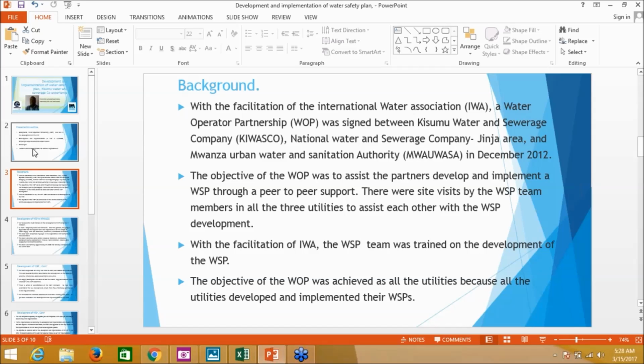We are very lucky that IWA got some money and facilitated the training of the team members, and this also gave a very big boost for the development of water safety plan. Then I have to say that the objective was met because all the utilities had water safety plan developed and implemented.